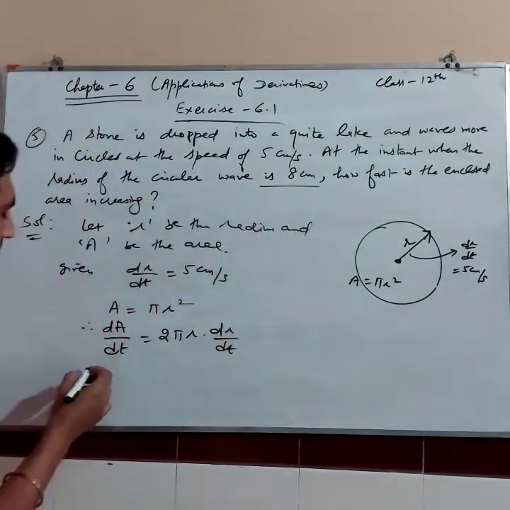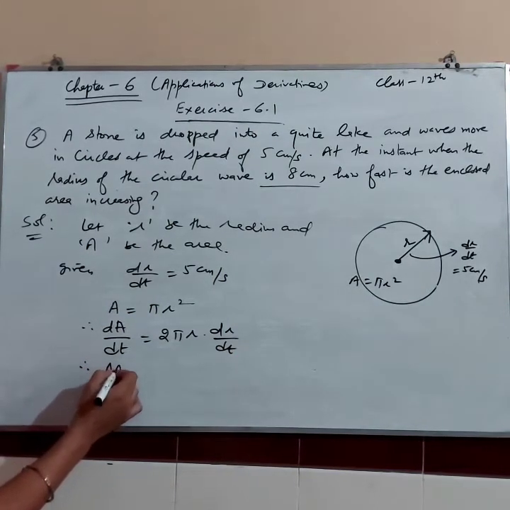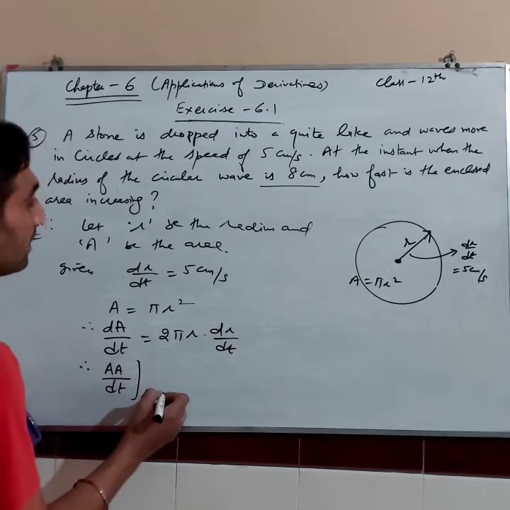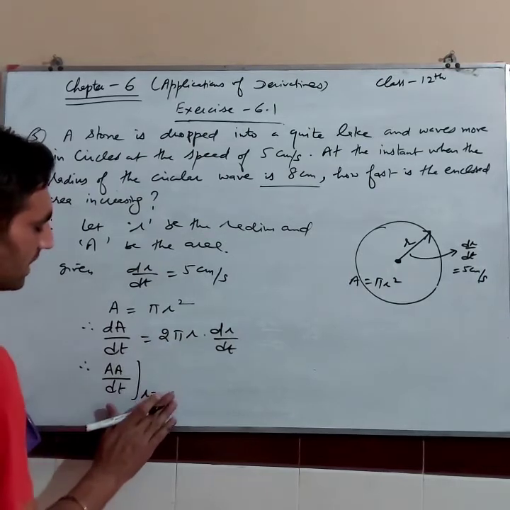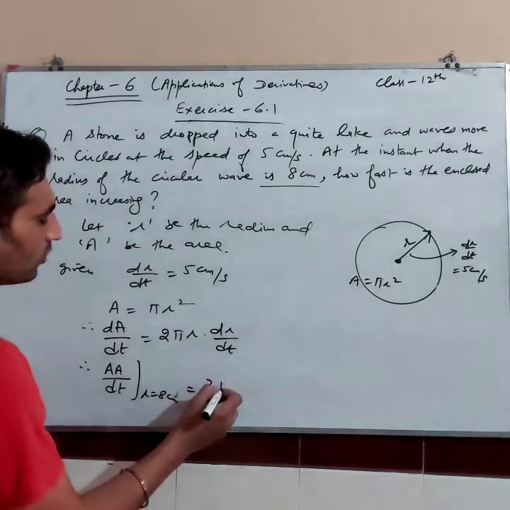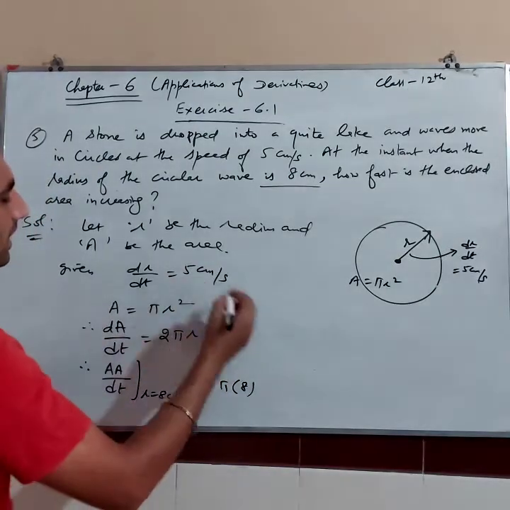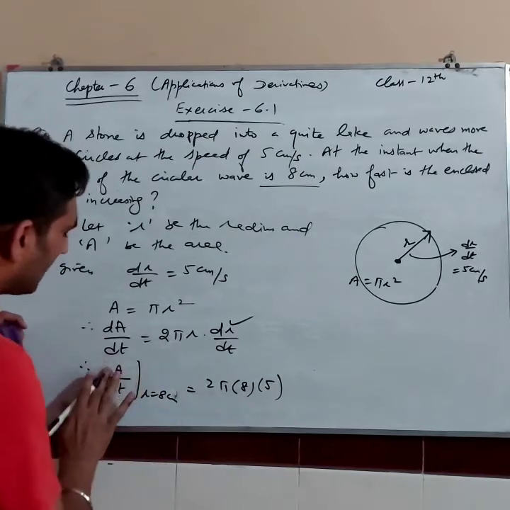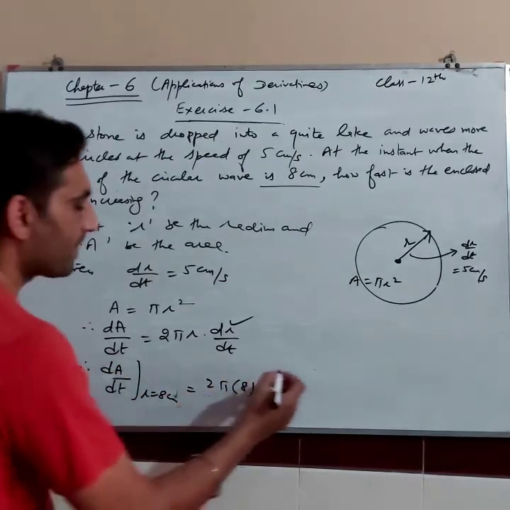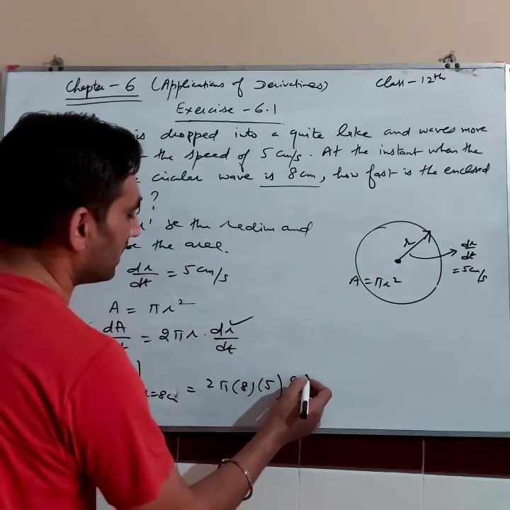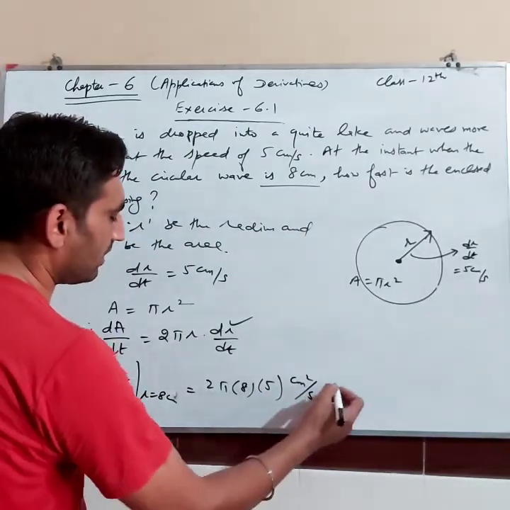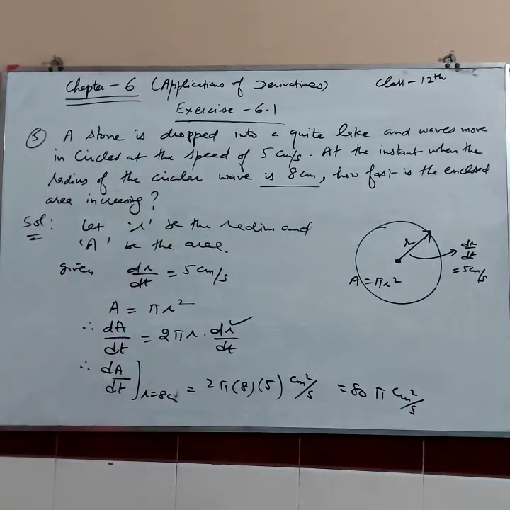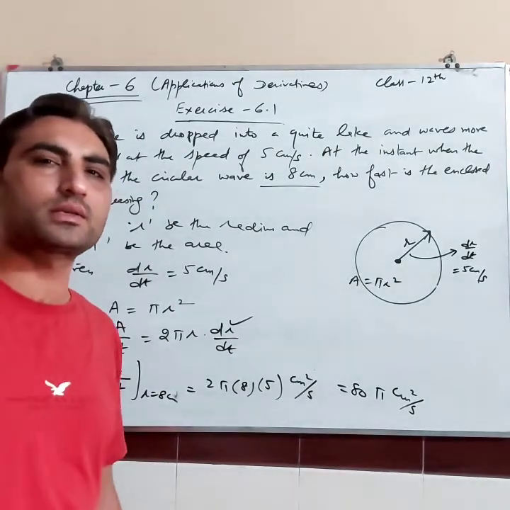R is 8. So therefore dA over dt at radius 8 centimeters will be 2 pi into 8 into dr over dt, which is given as 5. And since this is a calculation of area, it will be in centimeter square, and with respect to time, means per second, or 80 pi centimeter square per second. So this was question number 5. See next what is given in question number 6.